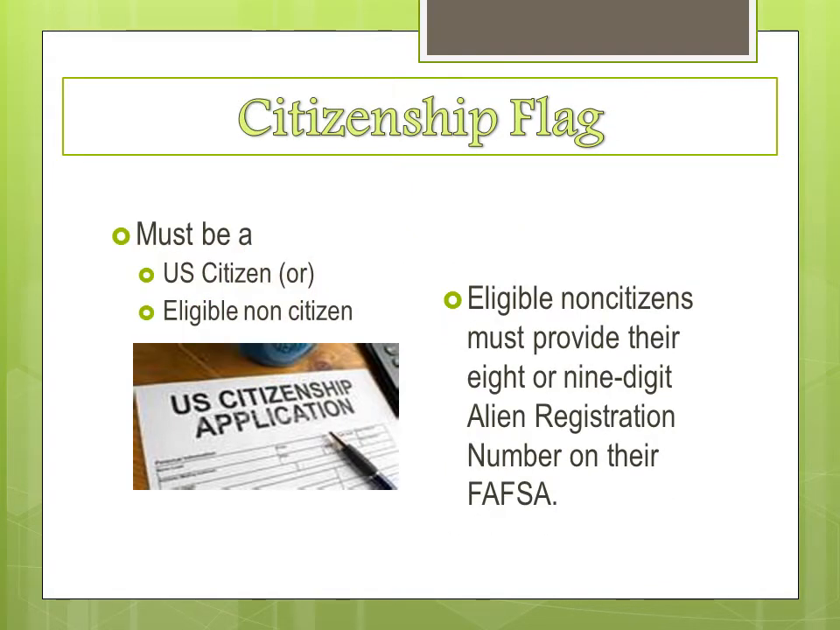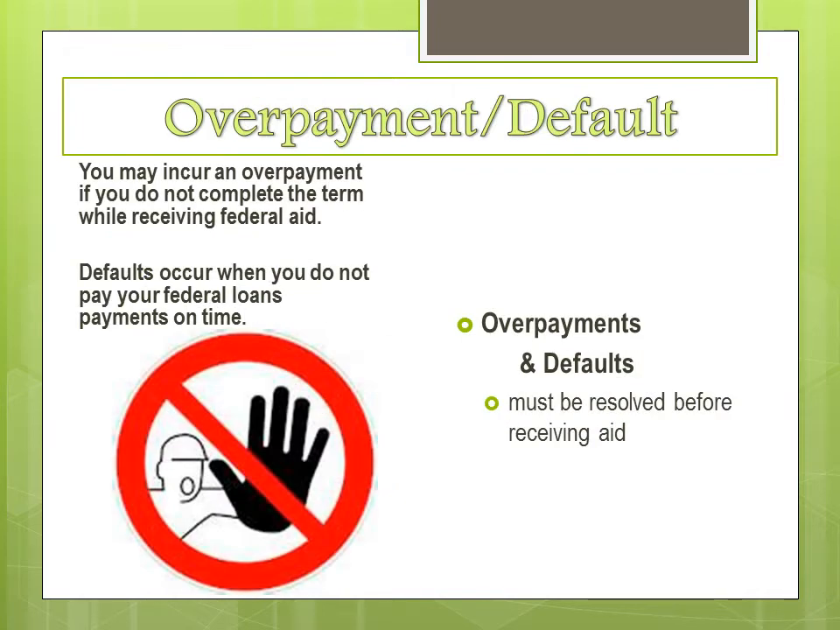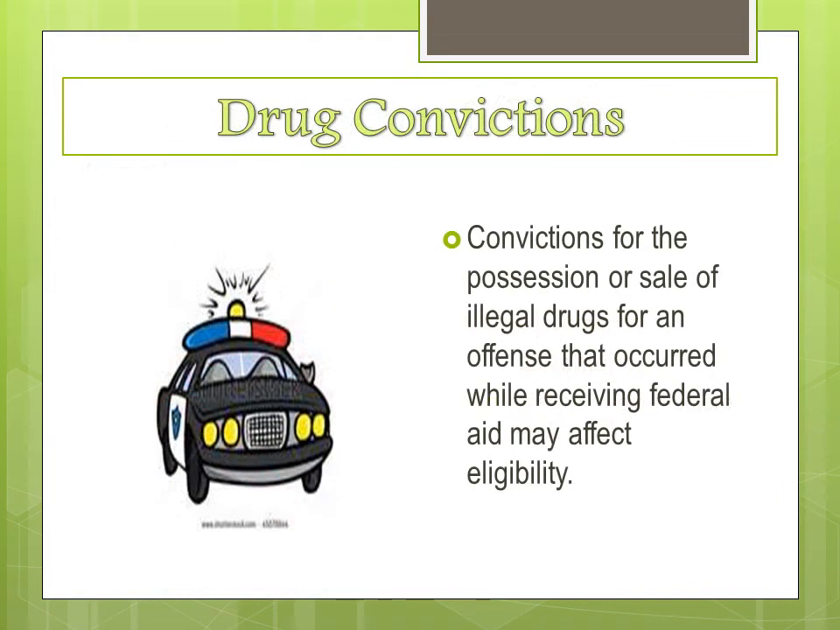The first is citizenship flag. A student must be a U.S. citizen or an eligible non-citizen. Eligible non-citizens must provide their 8 or 9-digit alien registration number on their FAFSA. Overpayments. Now, an overpayment may occur when you do not complete the term for which you received a grant. And defaults occur when you do not pay your federal loans on time. Both of these have to be resolved before receiving future aid. Drug convictions. For the possession or sale of illegal drugs for an offense that occurred while receiving federal aid may affect eligibility.